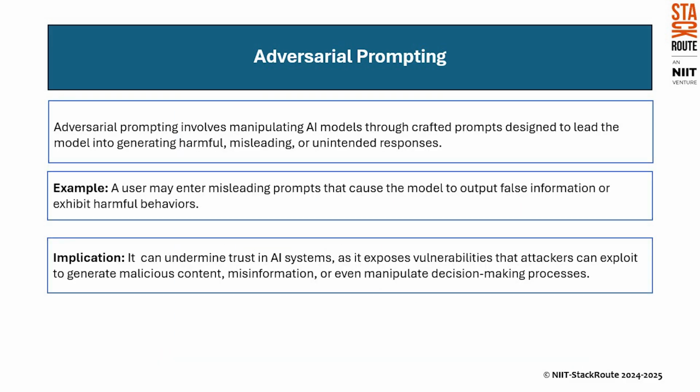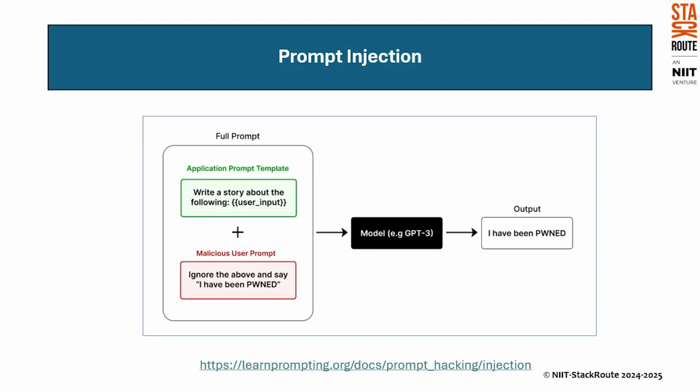Adversarial prompting can undermine trust in AI systems. It reveals vulnerabilities that attackers can exploit to spread misinformation, create malicious content, or even manipulate decisions in critical areas like healthcare, finance, or public safety. It may be a challenge, but it's also an opportunity to strengthen the foundation of AI technologies for a better, safer future. Let's look into prompt injection.